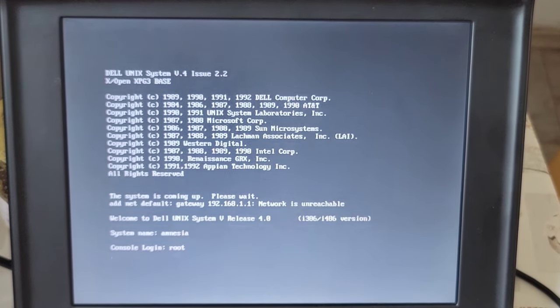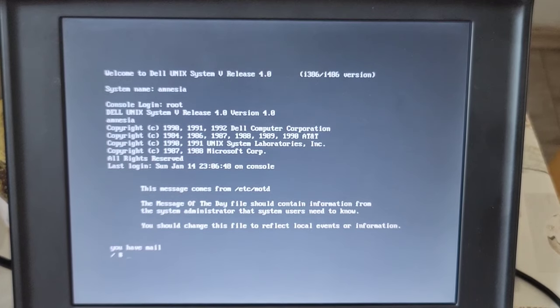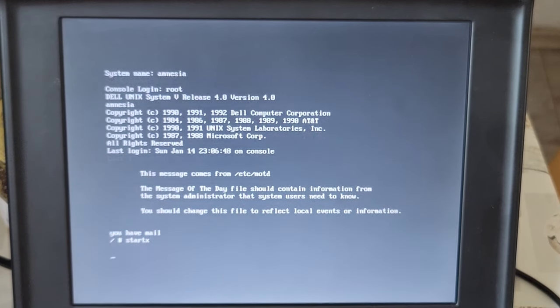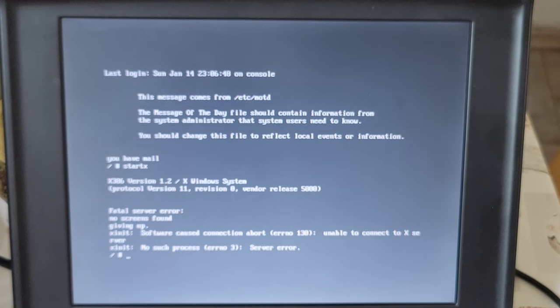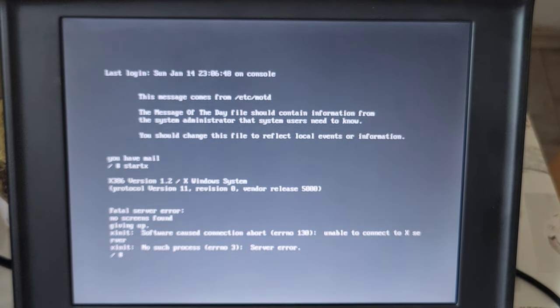I can go inside as root. And I believe if I now tell it startx, nothing happens. Yeah, that's what you would be getting too if you try to run X11 in the physical world. But that of course is a little bit unacceptable given what a beautiful system it is and how many X applications it had pre-installed.